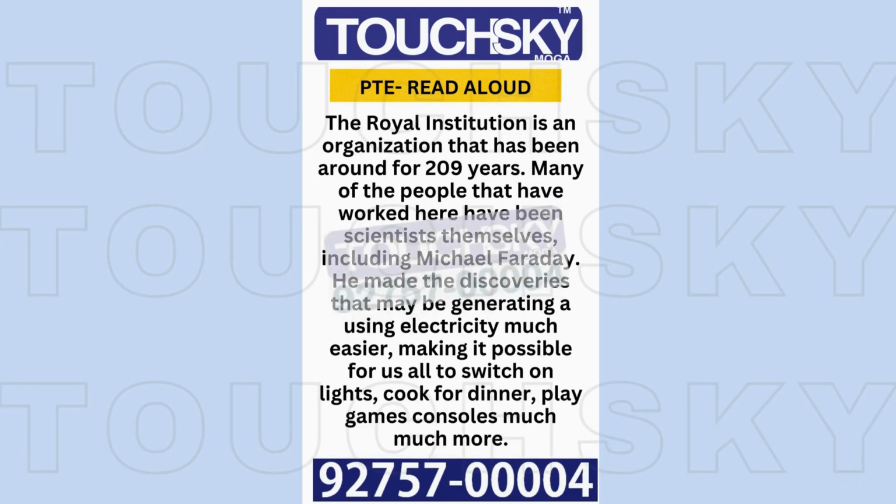The Royal Institution is an organization that has been around for 209 years. Many of the people that have worked here have been scientists themselves, including Michael Faraday. He made the discoveries that made generating and using electricity much easier, making it possible for us all to switch on lights, cook dinner, play games consoles, and much more.